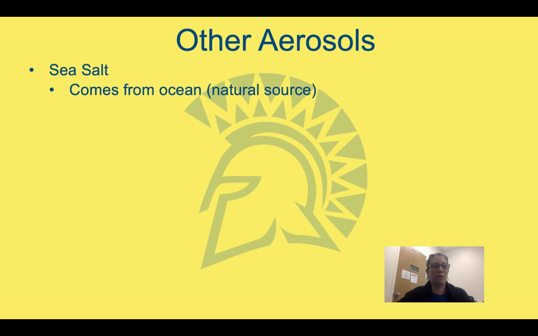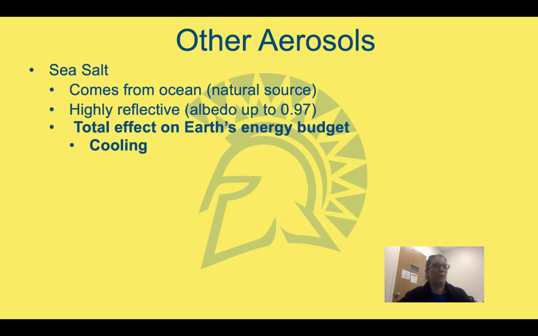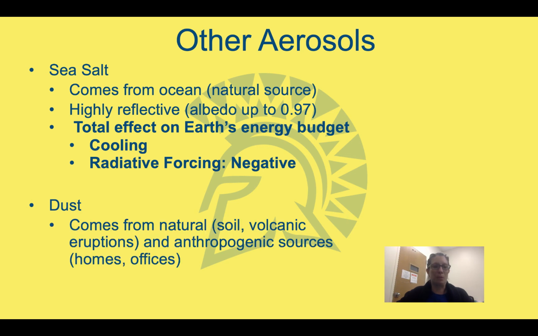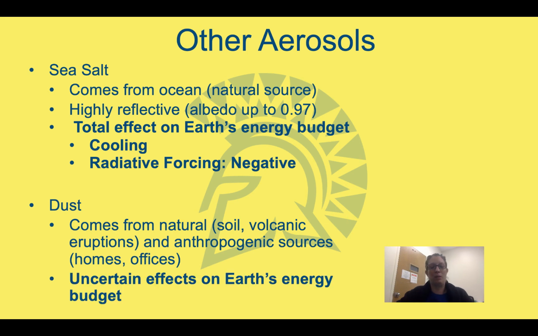Now, we have other aerosols like sea salt, which comes from the ocean. Those are highly reflective, okay, which would have a cooling effect or negative radiative forcing. Another one would be dust, like I was telling you about, like how that tornado brought them up there. Those come from natural sources like soil and volcanic eruptions. Anthropogenic sources would be like homes and offices. We're not really sure exactly of the effect on the Earth's energy budget.